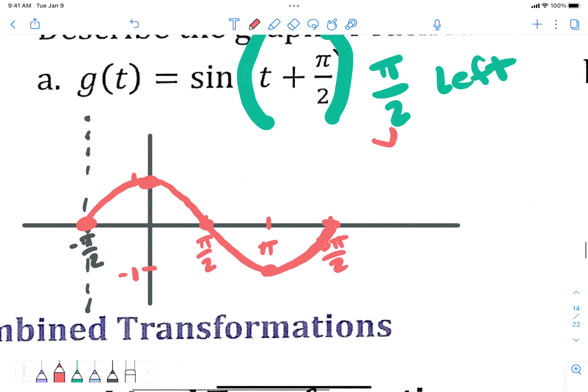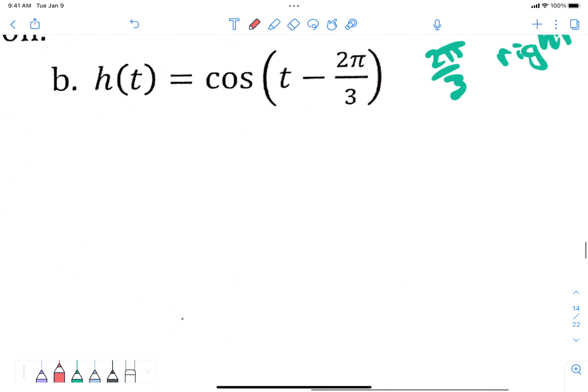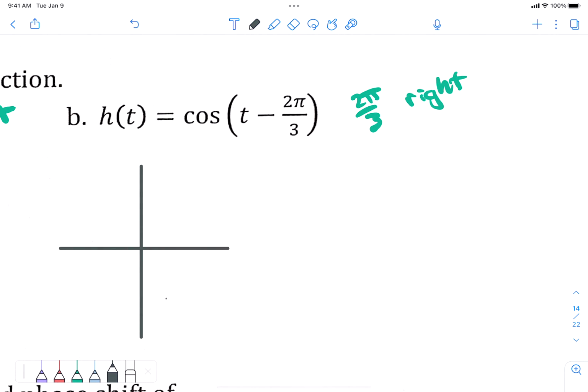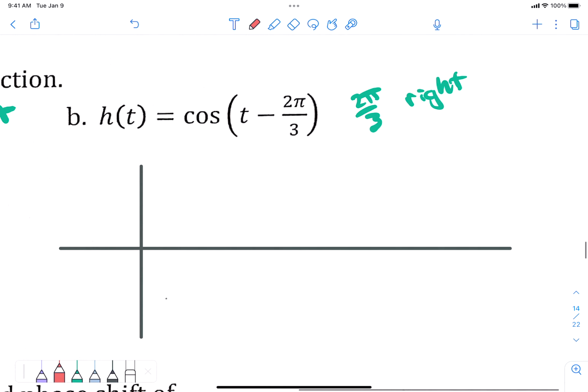I mean, not happy. If that one was okay, this one's going to be a little bit of a stretch because of 2 pi over 3. I don't know. We'll see. Okay. 2 pi over 3 to the right. We're doing cosine this time. All right, here we go. Let's label things. Let's go pi over 3 here, then 2 pi over 3. This is where we're shifting him to the right. So this is where we're going to start now.